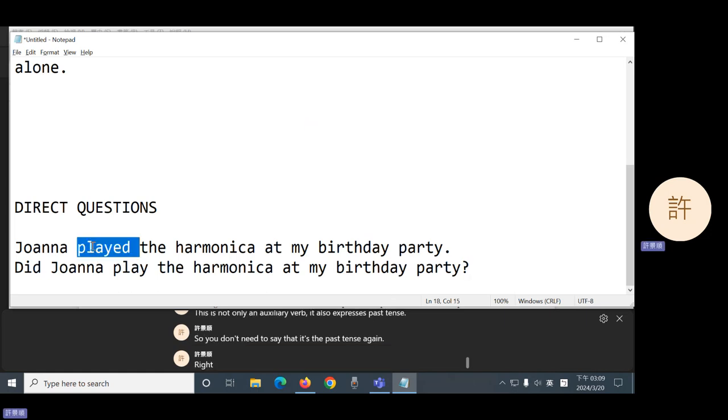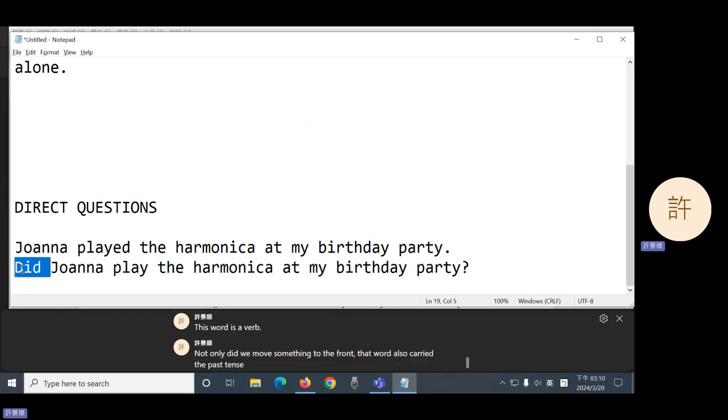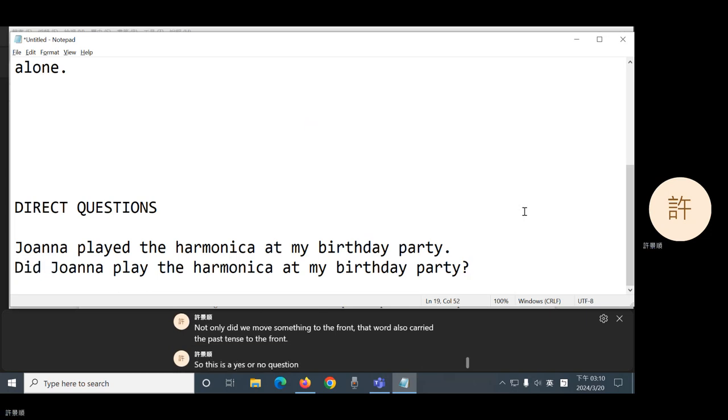Right? This word is a verb and past tense. This word is past tense. This word is a verb. Not only did we move something to the front, that word also carried the past tense to the front. So this is a yes or no question.